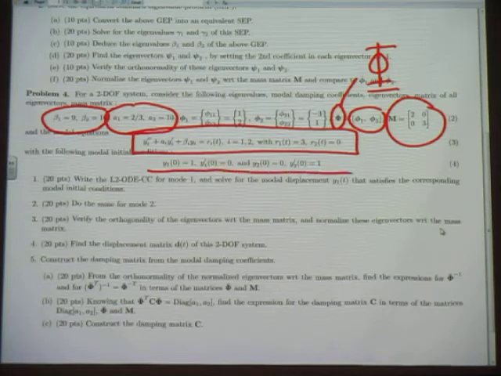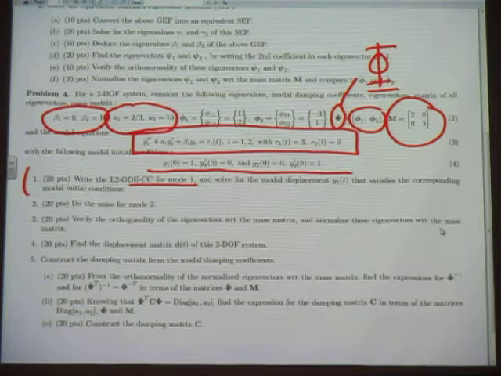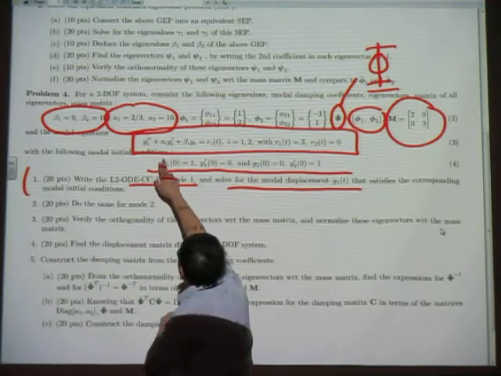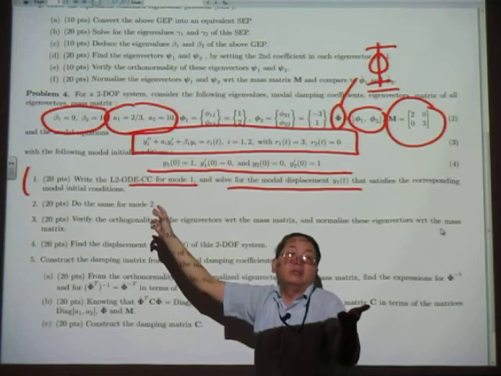These are the modal initial conditions, given also. So the first question is: write the linear second order ODE for mode 1 and solve for the modal displacement y1. That's very simple, right? Because you already have the equation here. All you need is to replace the numerical values.